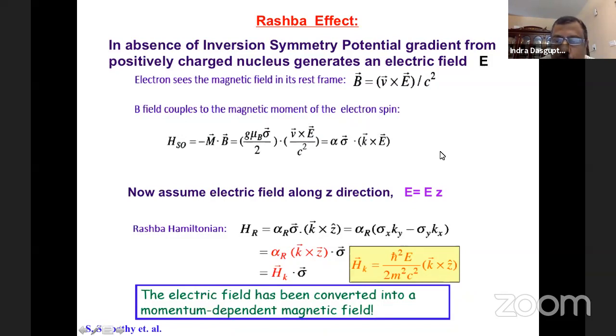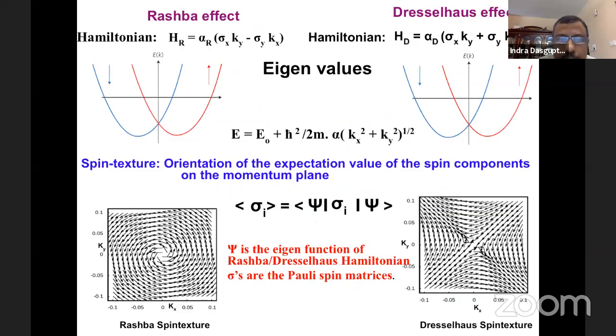Now, if you assume the electric field that is being applied or produced is along the z direction, then you can work out a Rashba Hamiltonian, and this Rashba Hamiltonian has this familiar form. What we have achieved at the end of the day is that the electric field has been converted to a momentum dependent magnetic field. And this momentum dependent magnetic field, of course, will split the spin states. That's what we go ahead and see. So I just showed you the Rashba Hamiltonian.